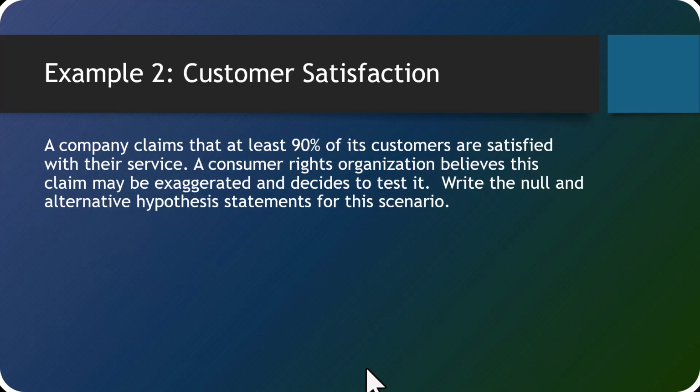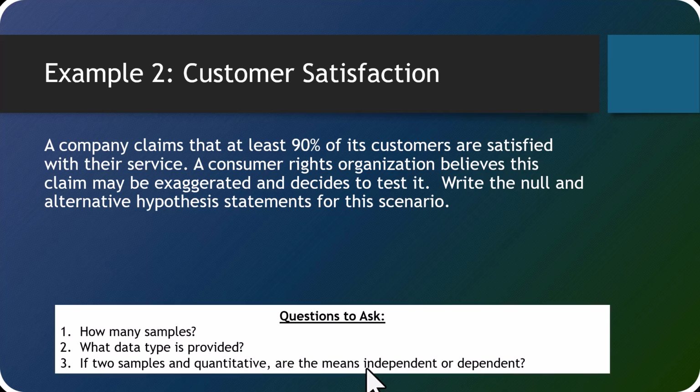All right, let's do another example. A company claims that at least 90% of its customers are satisfied with their service. A consumer rights organization believes this claim may be exaggerated and decides to test it. Write the null and alternative hypothesis statements for this scenario. So we have our 3 questions. How many samples? What data type is provided? And we'll skip number 3 for right now. So how many samples do we have? Well, we just have 1, don't we?